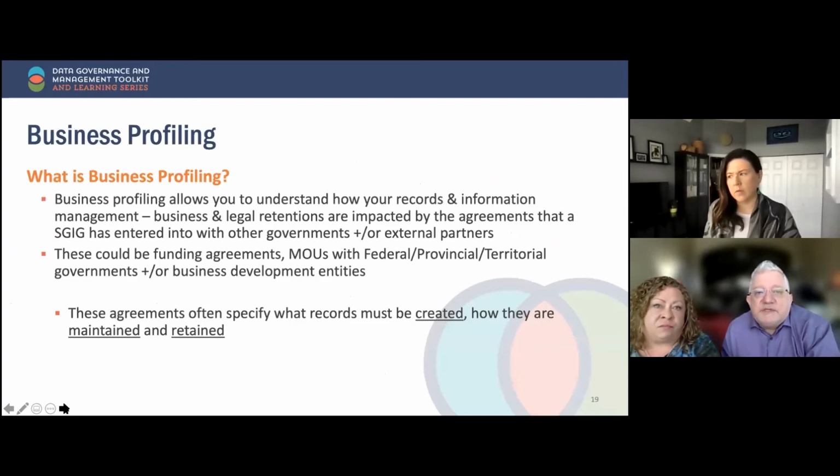Moving on to business profiling, it allows you to understand how your records and information forms of management are impacted by the agreements your governments have entered into with other entities. Now, best practice is to include what records under the agreement need to be created, who owns the records, and for how long they should be retained.